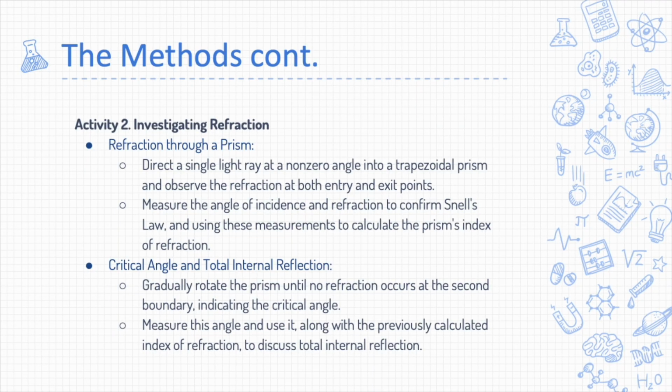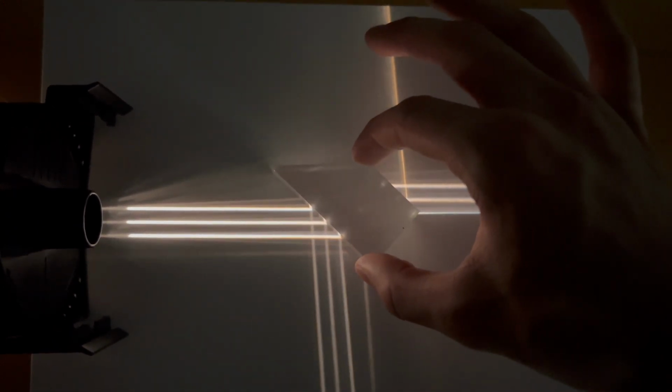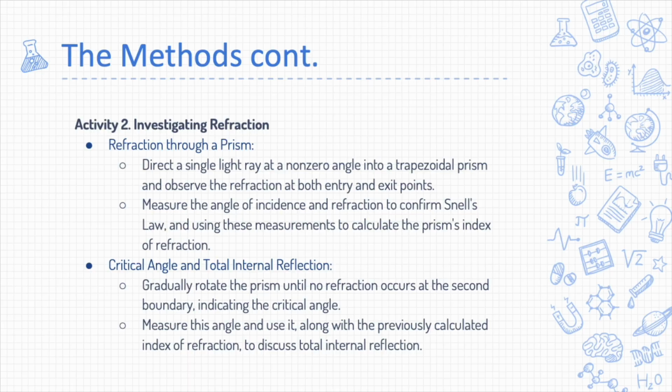In activity 2, we were looking at refraction through a prism. We used a trapezoidal prism and shined a single light ray through it and traced both the entry and exit points. Using this tracing, we were able to calculate the angle of incidence and the refraction to confirm Snell's law, and also the prism's index of refraction, which is 1.49. Then we gradually rotated the prism until no refraction occurred at the second boundary, which indicated the critical angle, as talked about earlier. We measured this angle to use along with the previously calculated index of refraction.